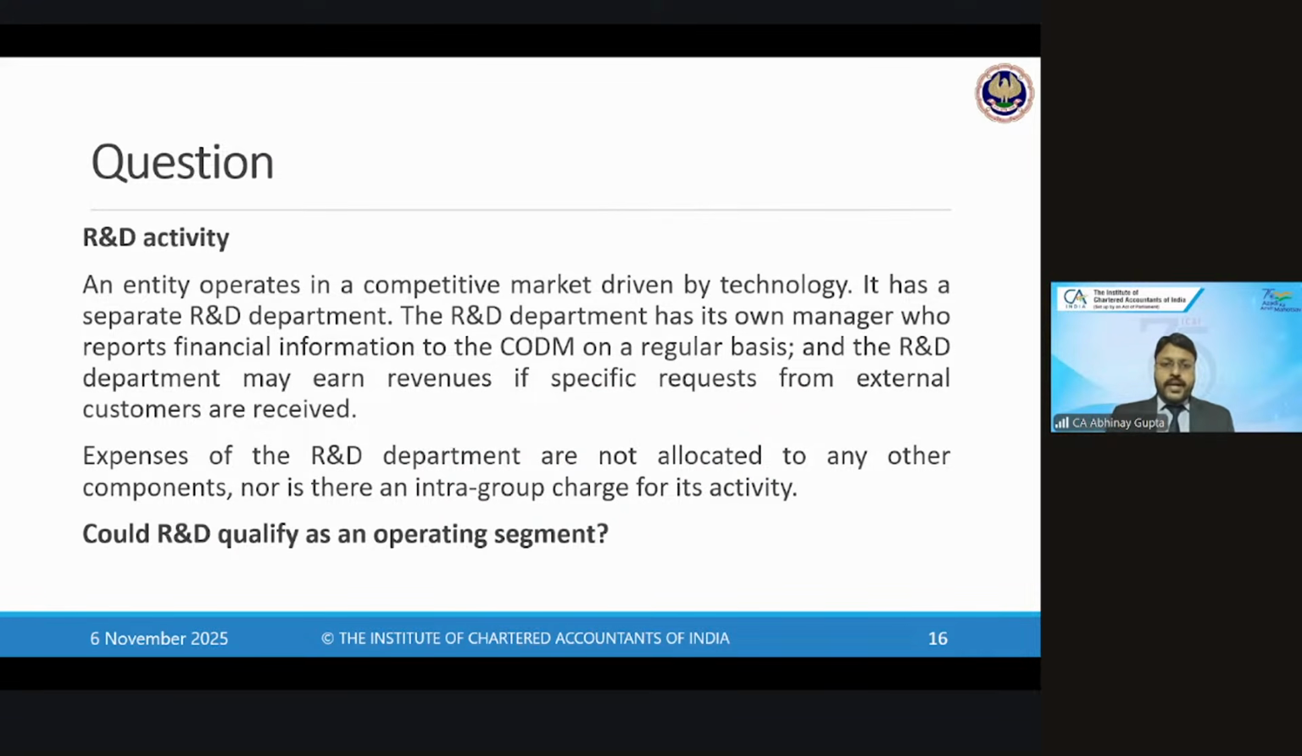R&D activity. An entity operates in a competitive market driven by technology. It has a separate R&D department because the company is in the technology business, right? Software development business. The R&D department has its own manager who reports financial information to the CODM on a regular basis. And the R&D department may earn revenues if a specific request from external customers is received. As of now, no request from an external customer has been received, but if received, they can sell the software to the external customer as well. But as of now, they are not selling it, right?